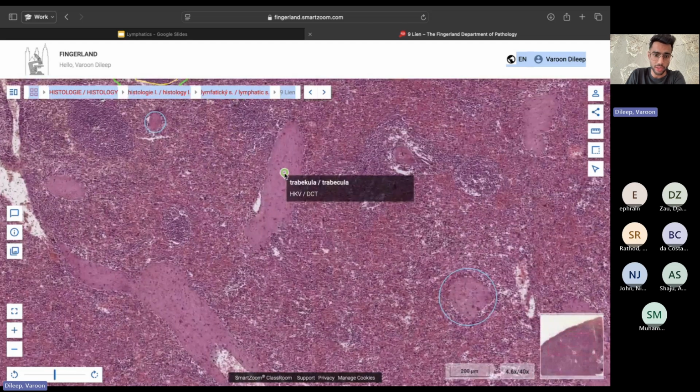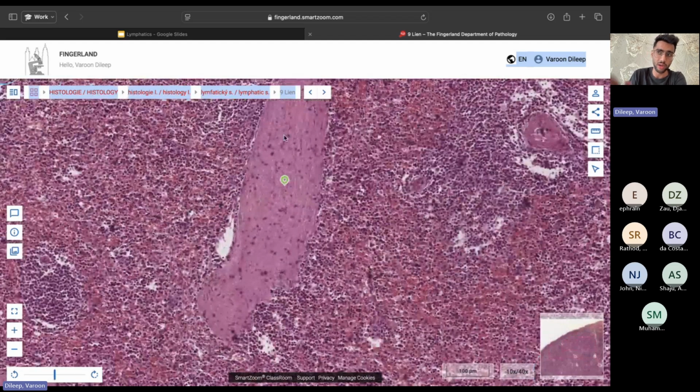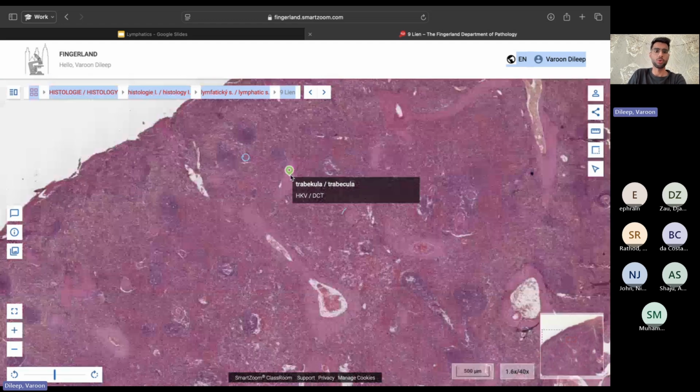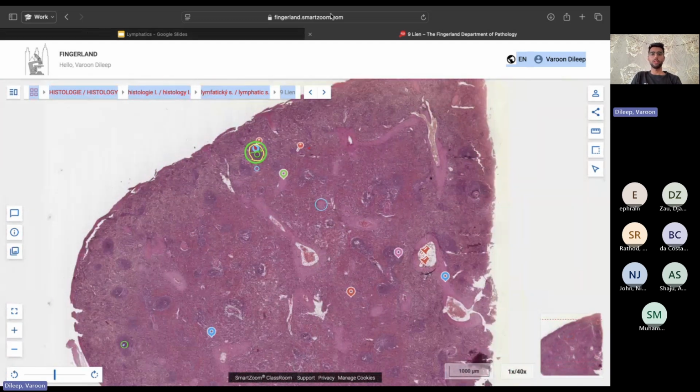So this is about it. And when I talked about trabeculae, these are the trabeculae, and you can see these are just the strands of the outer capsule which protrude inside the spleen, and you can see they have a spindle-type arrangement of the nuclei of the cells. So that was about the spleen.